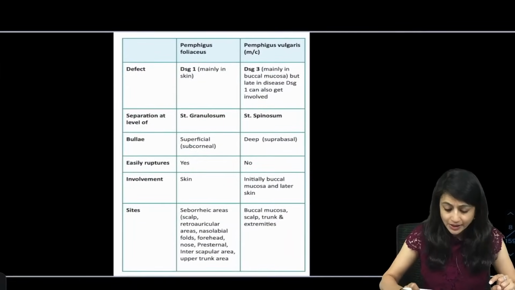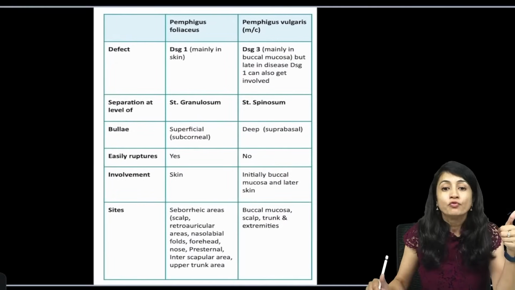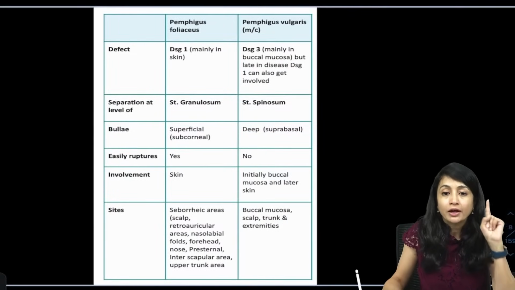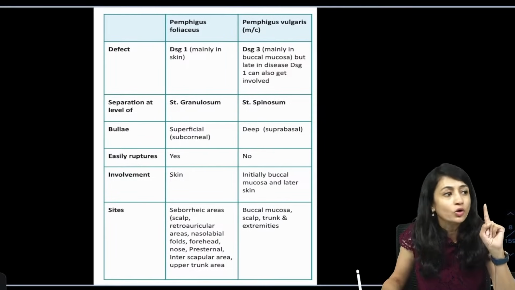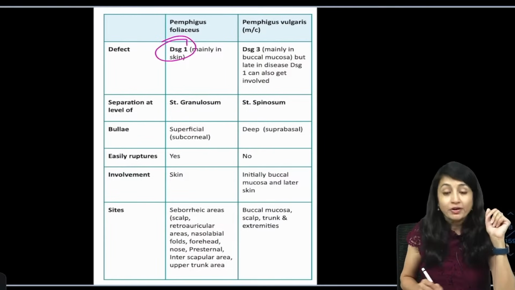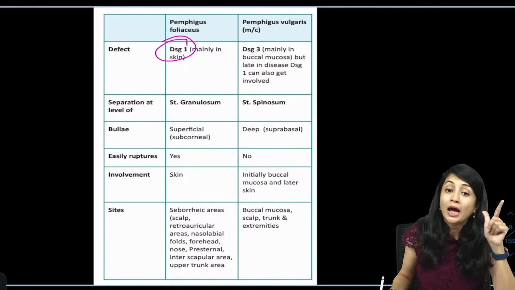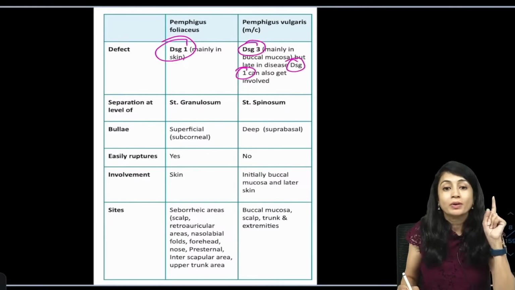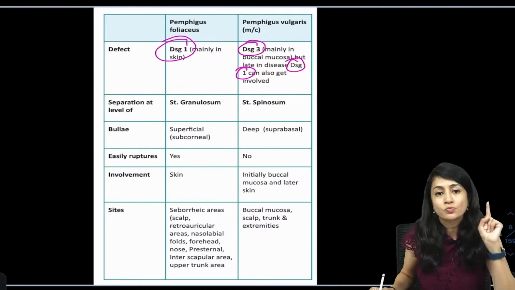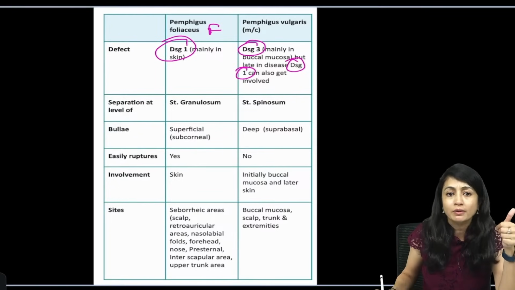So quickly revising the differences between vulgaris and foliaceus. Foliaceus is F. F is first. So which desmoglein is involved? Desmoglein 1, or desmoglein first here. Whereas in pemphigus vulgaris, we have desmoglein 3 and desmoglein 1. Both are involved, right? But if you have to mark 1, you will mark desmoglein 3. So, please remember F for first. So, desmoglein 1 in PF.